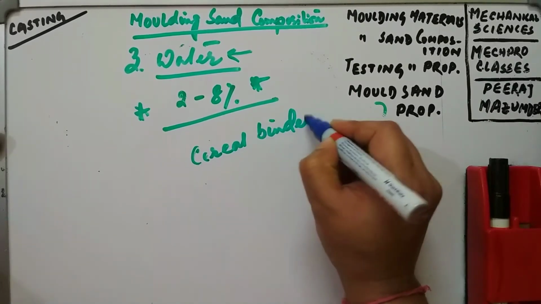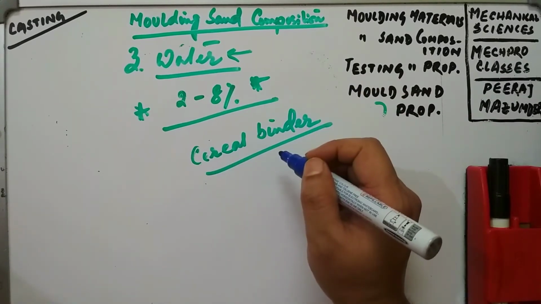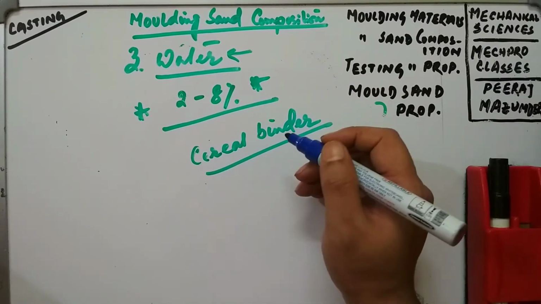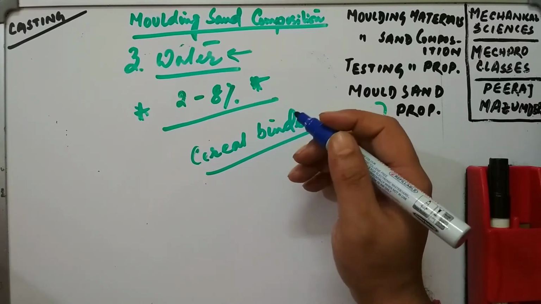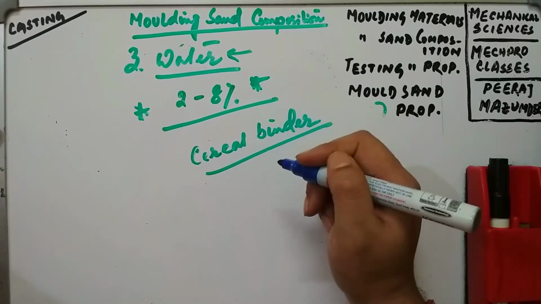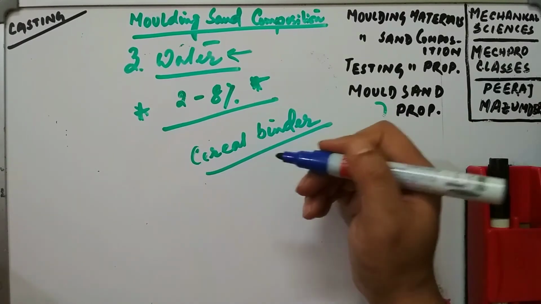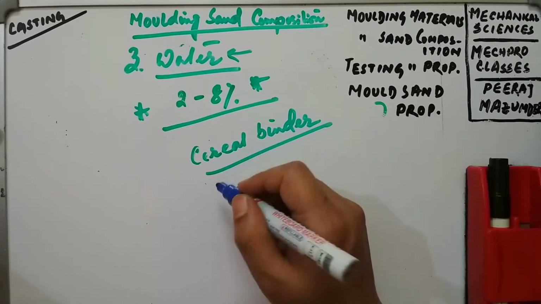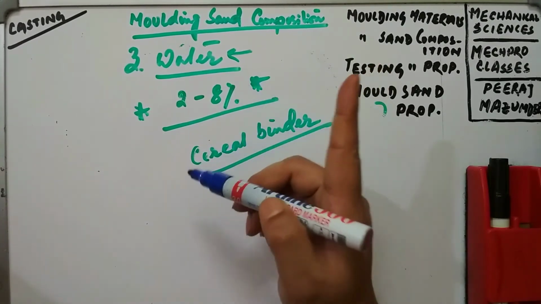It helps to bind the molding sand strongly. They are also using sawdust, coke, sea coal, asphalt, fuel oil, graphite, molasses, and iron oxide as well. So there are many other things they are going to use, but mainly three ingredients.